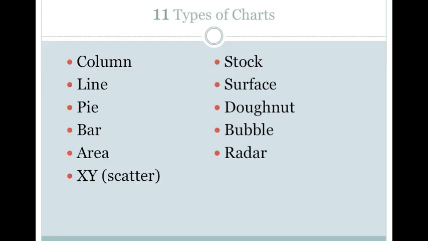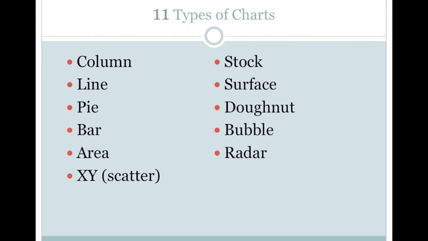We're going to discuss Excel charts. We're going to specifically talk about the types of charts. We're going to talk about each one of those in detail, and you'll also see a picture image of each type. There are 11 types of charts that we can choose from in Excel. They include column, line, pie, bar, area, XY, also known as scatter chart, stock, surface, donut, bubble, and radar.